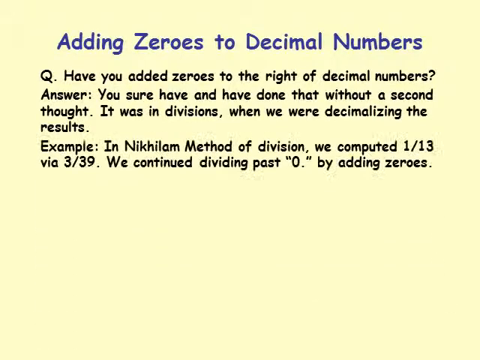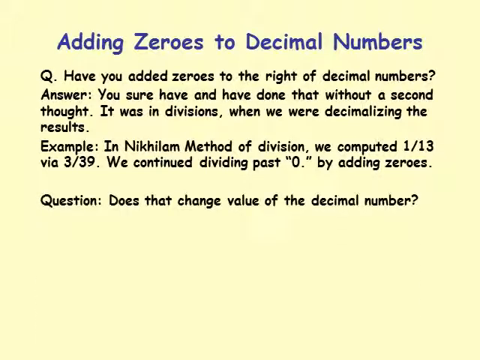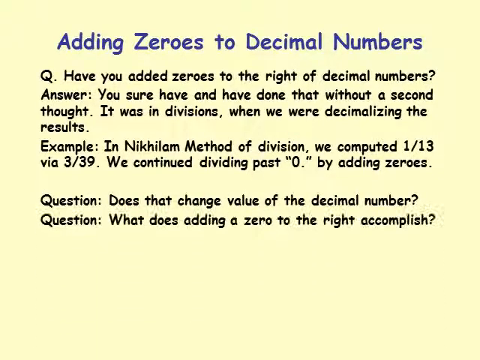Let's continue here. Example: in the nickel method of division, we computed 1 over 13 via 3 divided by 39. We continued dividing past 0 by adding zeros, because 1 divided by 13 was 0 and the remainder was 1. Question: does that change the value of the decimal number? When we add zeros to the right of a decimal, does that change the value?